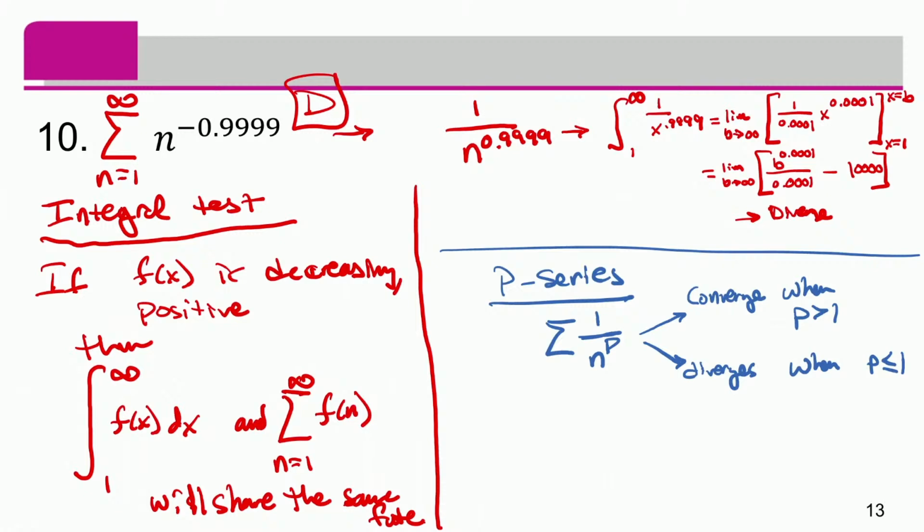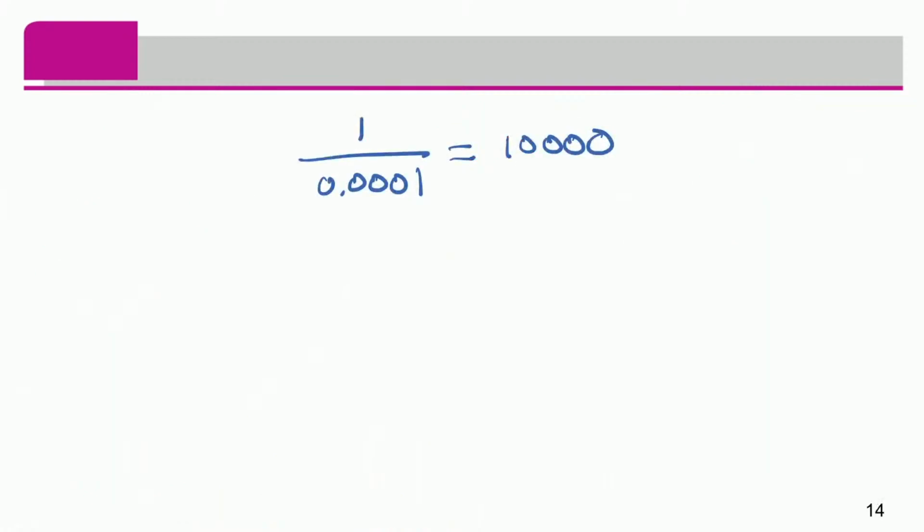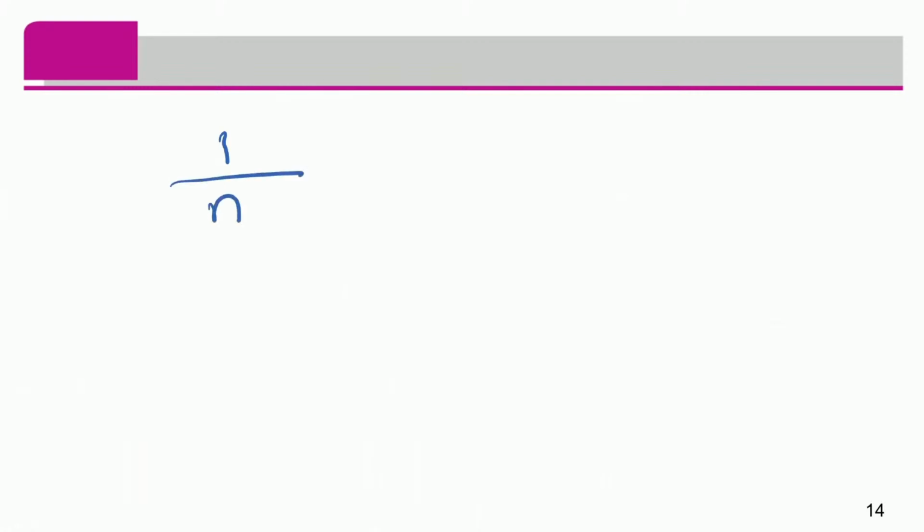No, this is P. Because, well, think about it. If you have something like, let's say P is equal to -2, so you have 1 over n to the -2 power. If you used absolute values, then this should converge, but this is the same as the sum of n squared. Clearly that diverges, because it gets bigger and bigger.